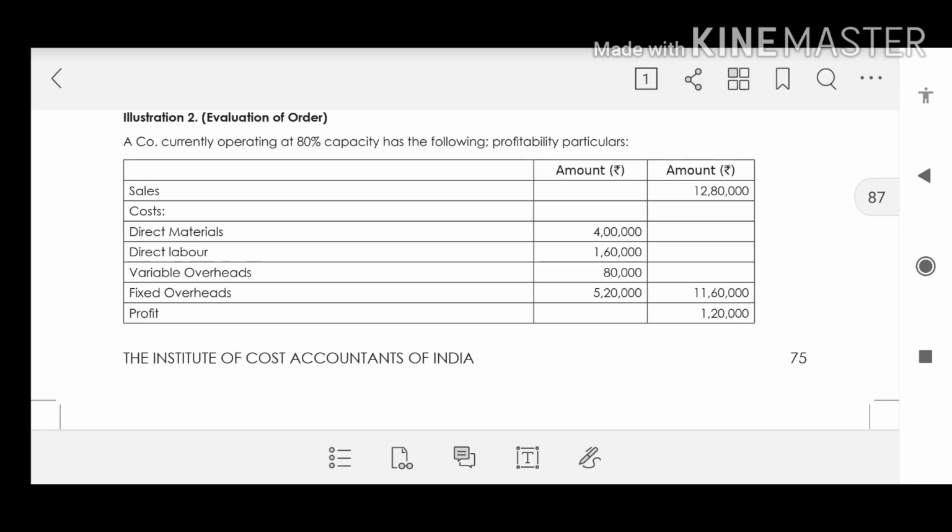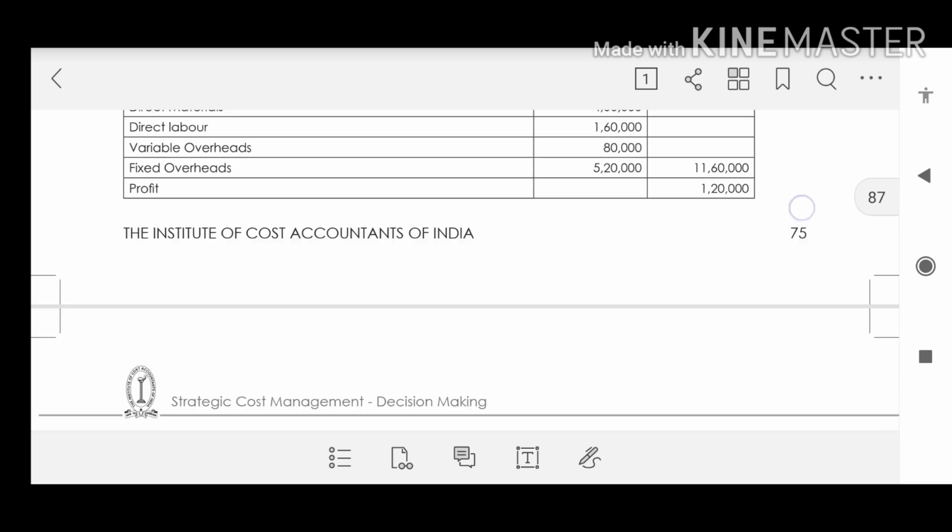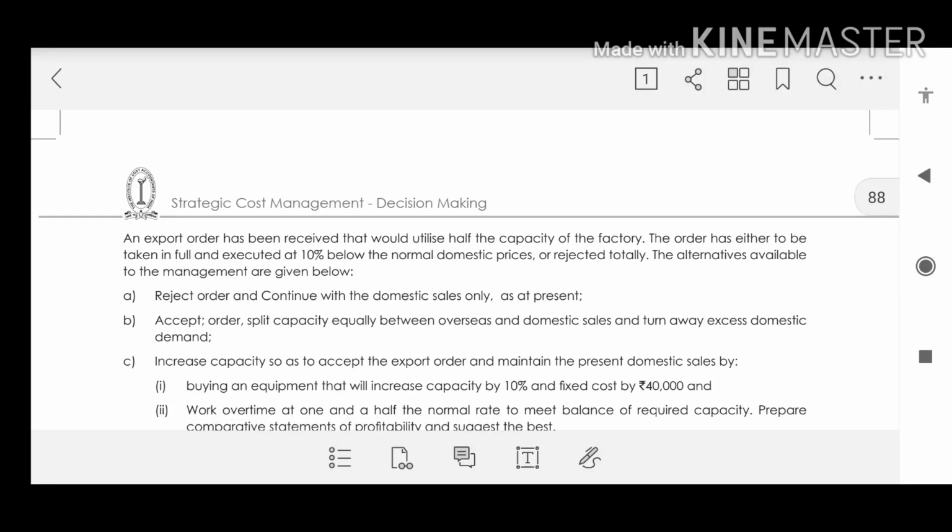Let us start illustration 2, evaluation of order. I explain the question. A company is currently operating at 80% capacity, and they have given sales and other costs: direct material, direct labor, variable overheads, and fixed overheads, and also they have given profit. Here an export order has been received by the company, and that would utilize half of the capacity. Half of the capacity means generally the company or factory has 100% capacity, and it utilizes half of the capacity, that is 50%.